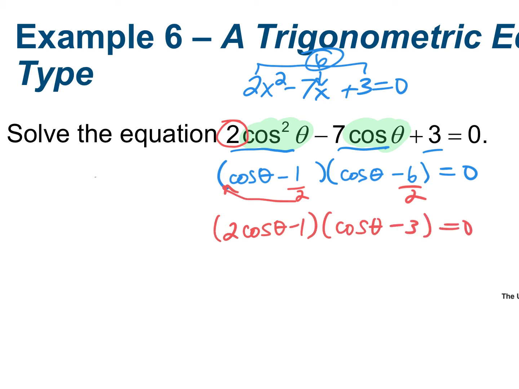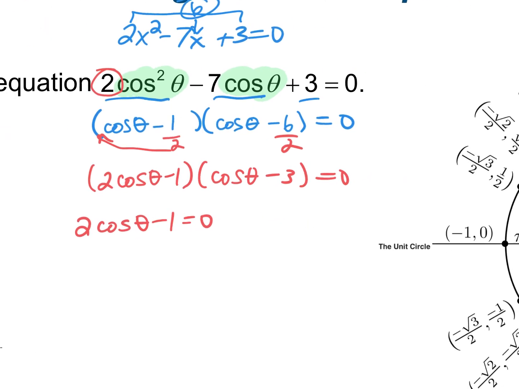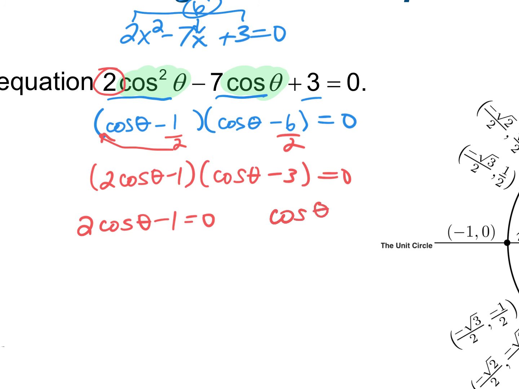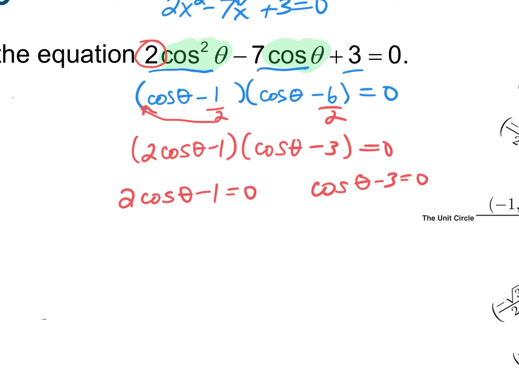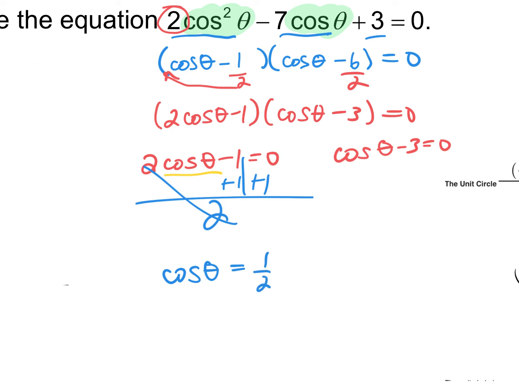Now we're solving, so what do I do to each piece? I set it equal to 0, so I have 2 cosine theta minus 1 equals 0, and then I have cosine theta minus 3 equals 0. Okay, easy enough. Isolate your trig function, guys. So what am I going to do? I'm going to add 1 to both sides, and then what? Divide by 2. Good. So I have cosine theta equals 1/2.